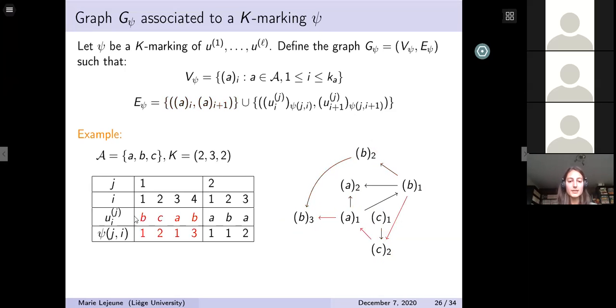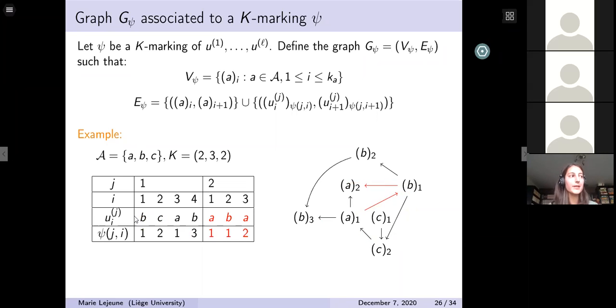And the second part is, I'm going to look at all my words and the associated K marking, and I'm going to make the edges as follows. An edge from B1 to C2, this edge. An edge from C2 to A1, this edge. An edge from A1 to B3, this edge. And the same for the second word, an edge from A1 to B1 and an edge from B1 to B2. So this is how I'm going to build a graph associated to a K marking.